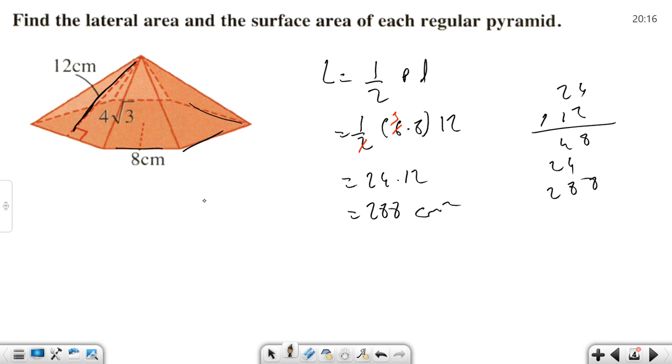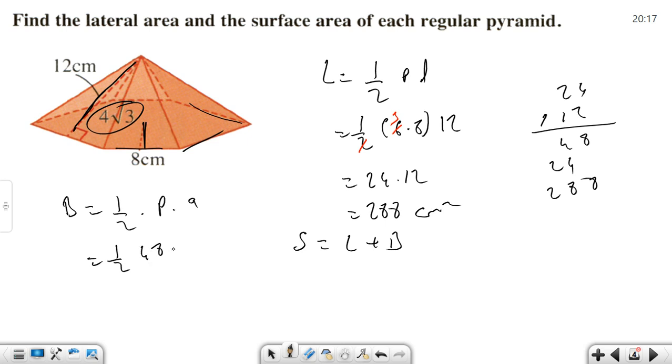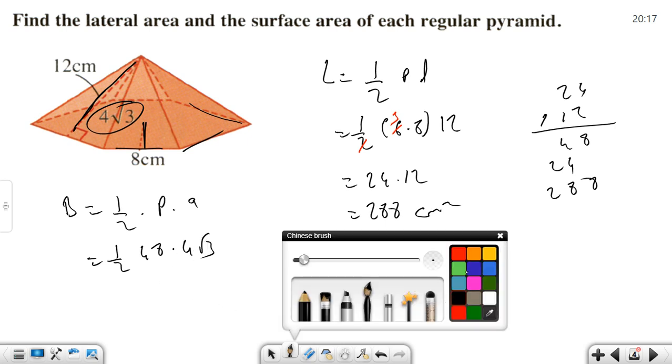Now I need to calculate the area of the base to find the surface area. Surface area equals lateral area plus base. For the base area, that's a polygon: 1 over 2 multiplied by perimeter multiplied by apothem. The apothem is given, 4 square root of 3. The perimeter is 6 times 8, which is 48. 48 multiplied by the apothem 4 square root of 3.